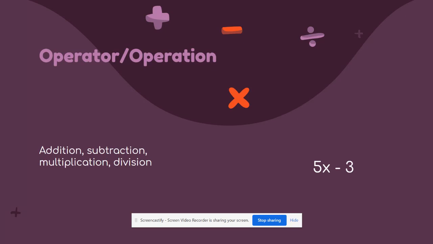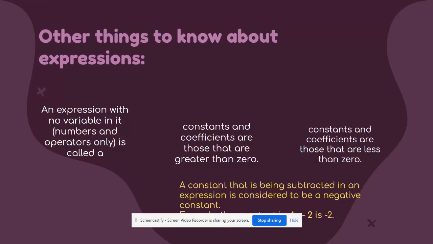Right? Your operator and operation, that's your addition, subtraction, multiplication, and division. And again, just to review, addition and subtraction separate your terms in expressions. So this is subtraction, so it separates the 5x and the 3.